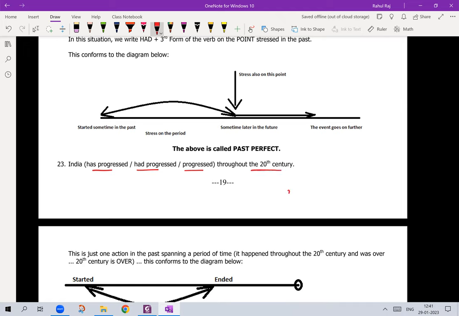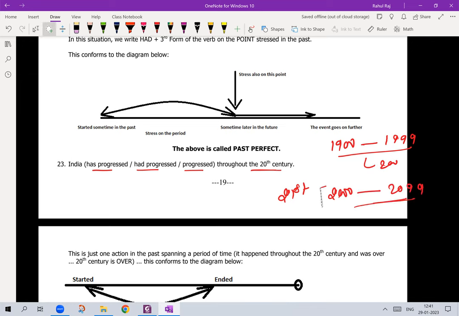Please understand, we are in 21st century. We are more than two decades ahead of 20th century. 20th century is what? 1900 to 1999. This is 20th century. 21st century is what? 2000 to 2099. So none of us will be alive, I think, for 22nd century. But still, some of you may be alive if you are very fit and all.